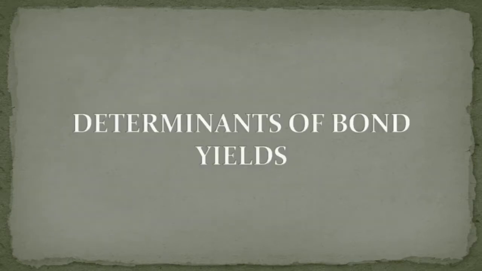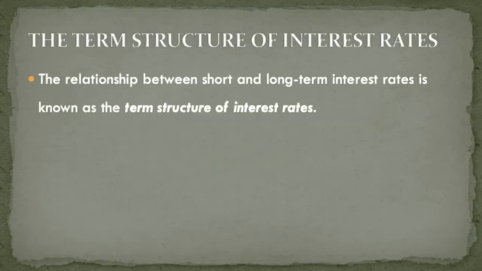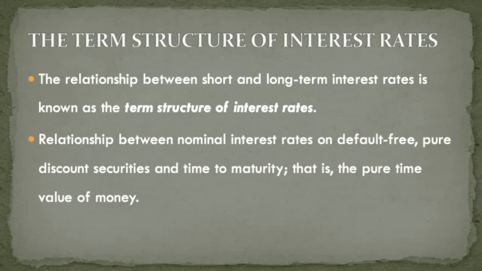The next thing I will discuss is the determinants of bond yields. The relationship between short and long-term interest rates is known as the term structure of interest rates. To be more precise, the term structure of interest rates tells us what nominal interest rates are on default-free, pure discount bonds of all maturities, and the pure time value of money for different lengths of time.